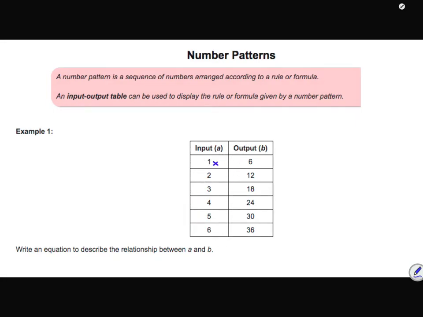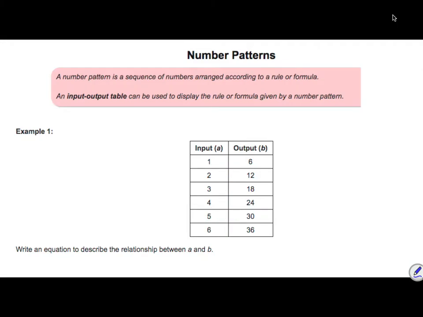I know that 1 times 6 is 6. Oh, I see, 2 times 6 is 12. 3 times 6 is 18. 4 times 6 is 24. 5 times 6. And now I can see the pattern and the rule of this table right here.